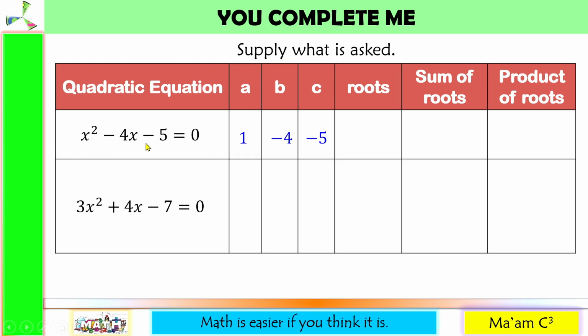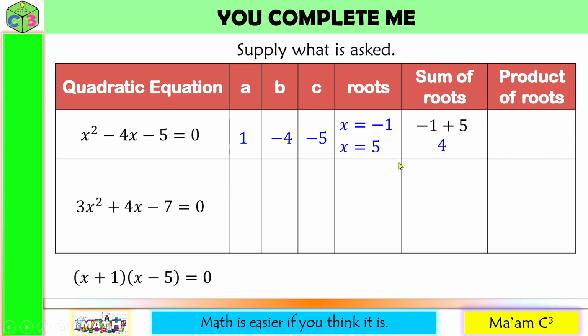For the roots, the easiest way to solve this is through factoring. And the factors are x plus 1 times x minus 5. X plus 1 equals 0, so x equals negative 1. X minus 5 equals 0, x equals positive 5. For the sum, we only have to add these two. Negative 1 plus 5 will give us positive 4. For the product of the roots, we simply have to multiply these two. Negative 1 times 5 is negative 5.